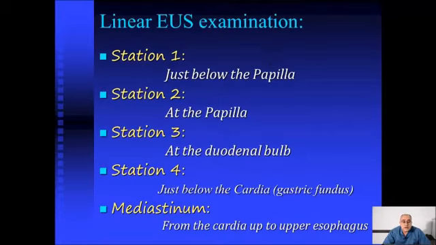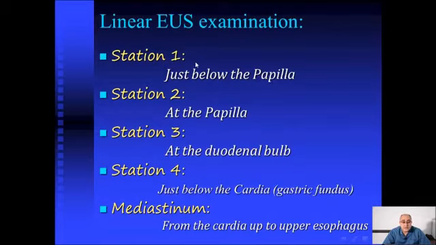Actually, there are many stations during the endoscopic ultrasound examination, including 4 stations and also the mediastinum. Some endosonographists prefer to start from station 4 just below the cardia, and then go forward to examine station 3 at the duodenal bulb, station 2 at the papilla, and station 1 just below the papilla.